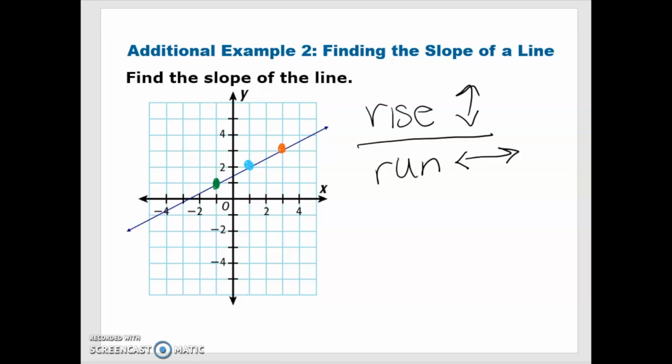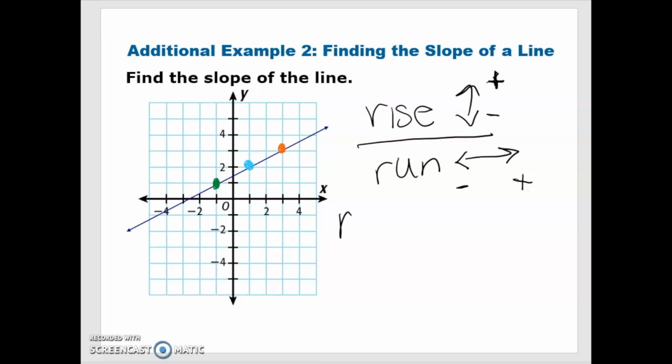And when we're counting this, if we're going up, that would be a positive amount. If we're going down, that would be a negative amount. So just like on our number line, up is positive, down is negative. When we're counting the run, if we're going to the right, that would be a positive amount. If we're going to the left, that would be a negative amount. So let's practice. Let's do an example.